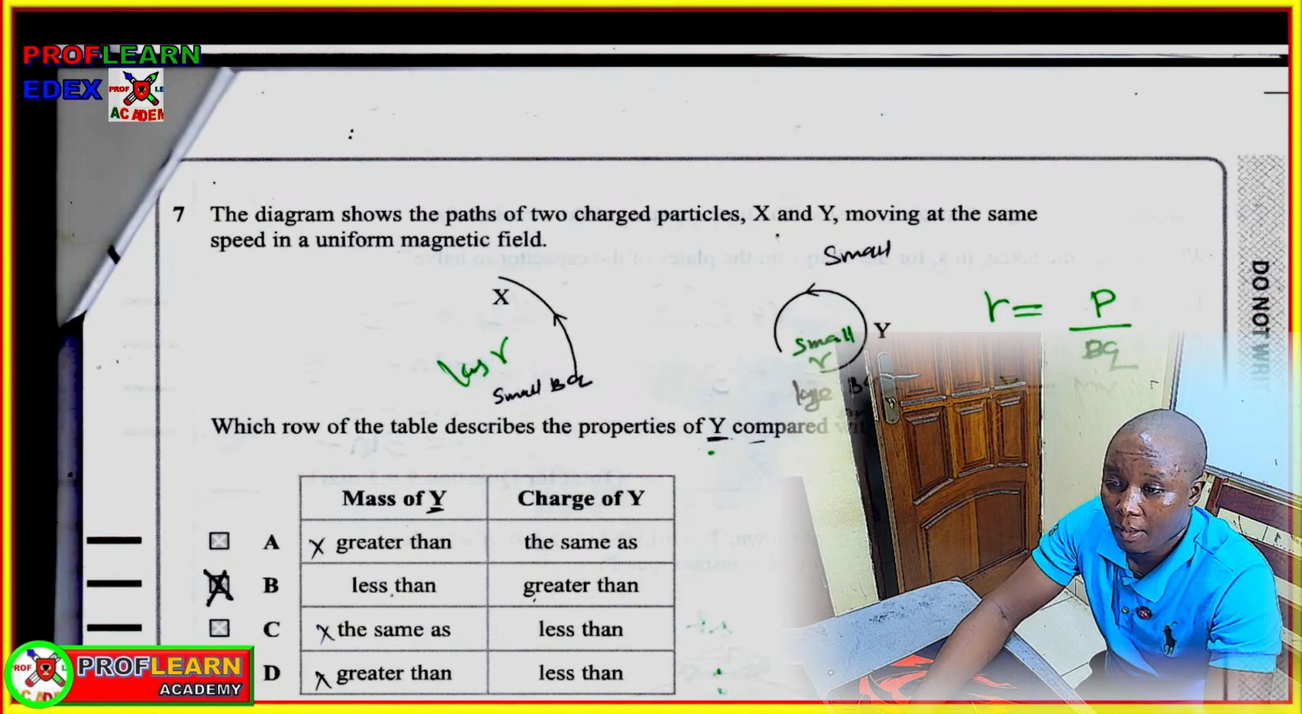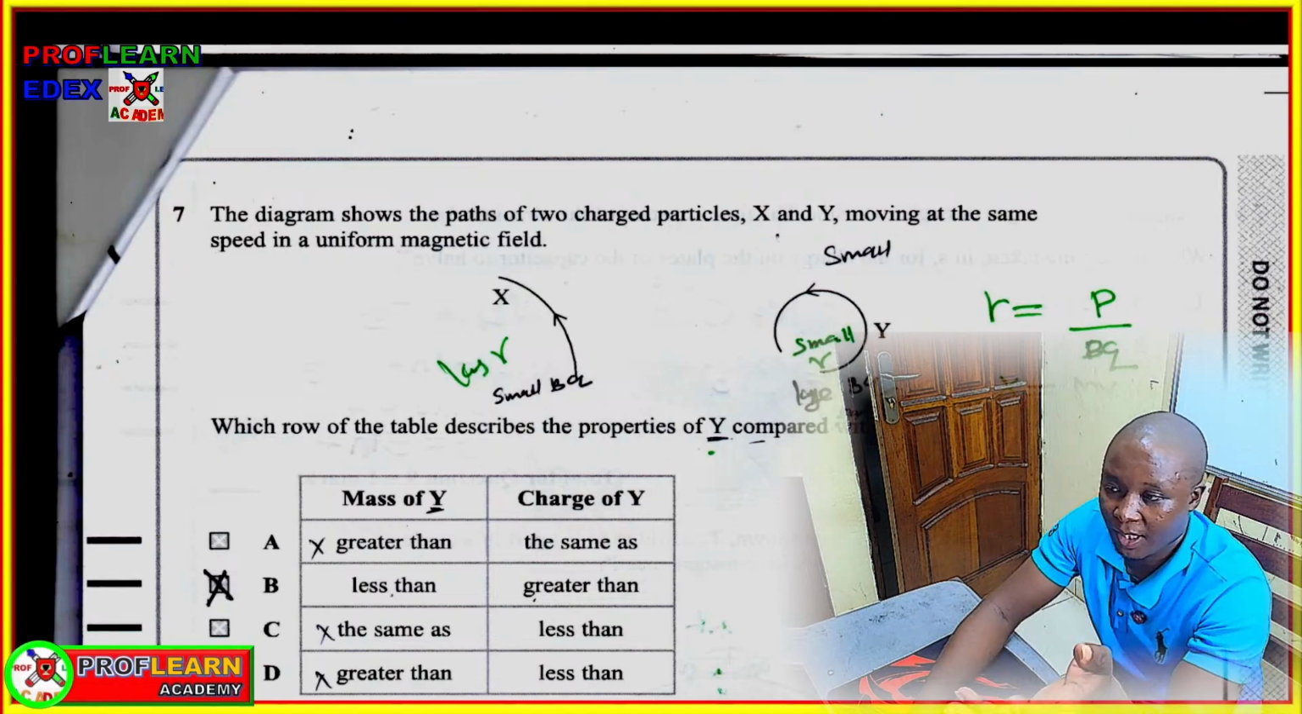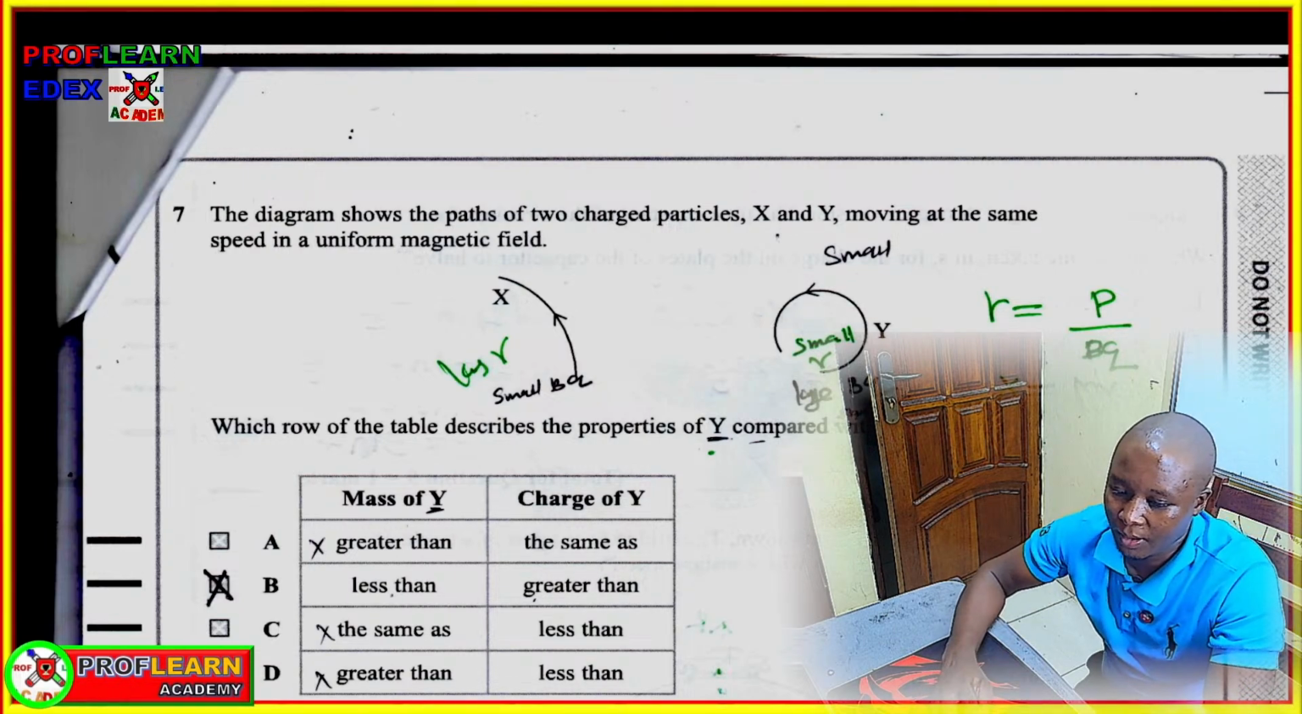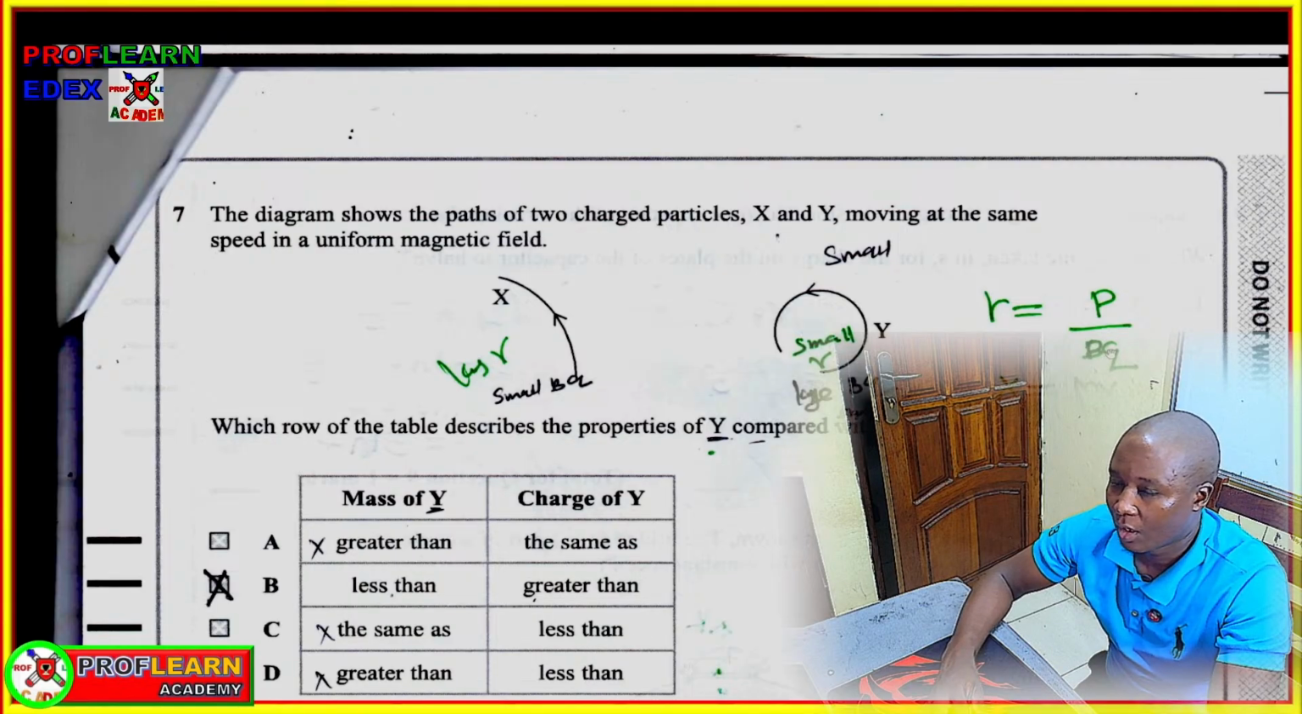But you realize that the radius of X is actually larger than the radius of Y. So from the equation R = P over BQ, since the magnetic flux density is the same and the momentum is the same, the radius is inversely proportional to the charge. What does that mean? That means that for the radius to be small, the charge must be larger or greater.